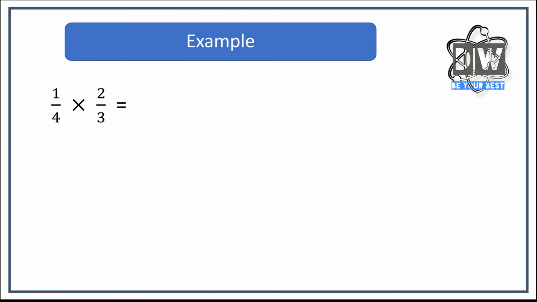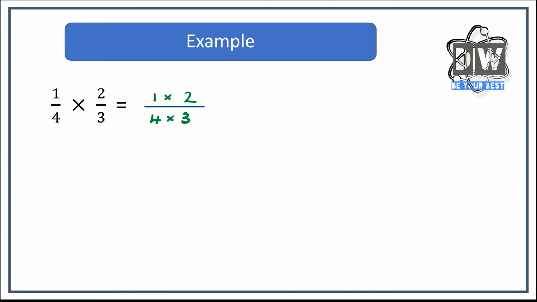So here goes an example of what we're talking about. I've got, on this first example, 1/4 timesing by 2/3. I'm going to write these out, and this is what I want you to do. I want you to write it out a little bit differently. I want you to write it as 1 times 2 and 4 timesing by 3.